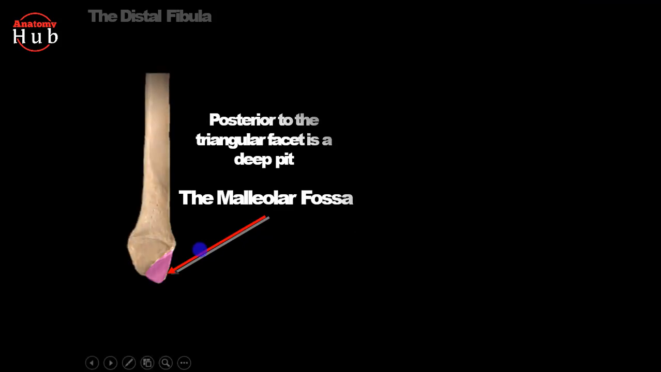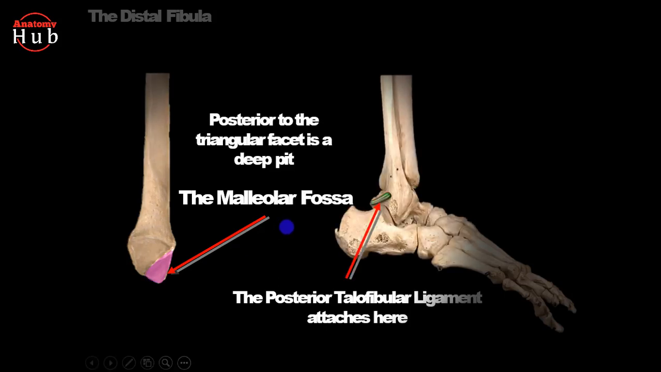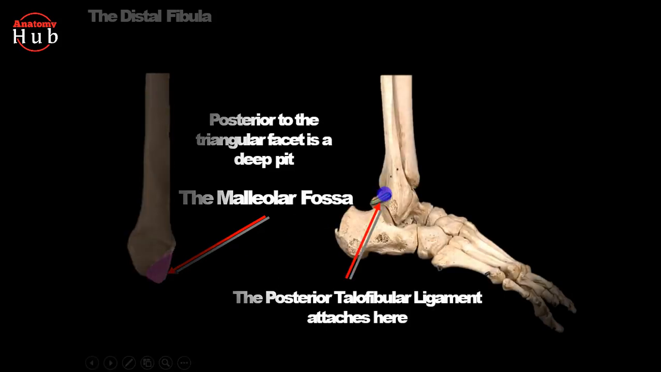Here, posterior to this triangular facet, you will find a deep pit, or a groove, right? This groove is known as your malleolar fossa. Through this malleolar fossa your peroneus longus and peroneus brevis pass down towards the foot region. Here you can see the posterior tibiofibular ligament that attaches from the fibula towards the tibia, that makes the distal tibiofibular joint.